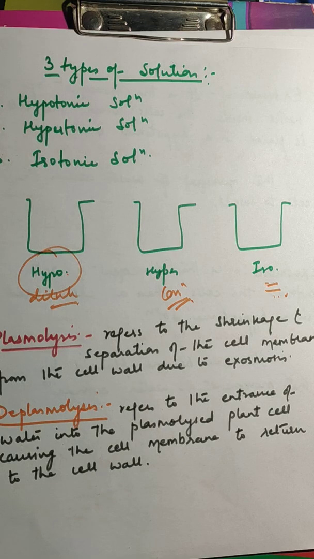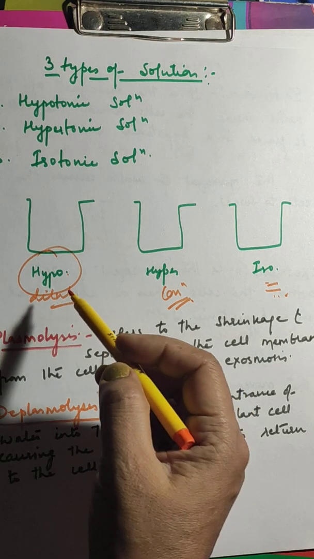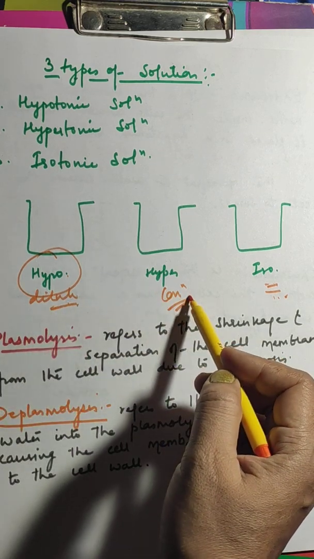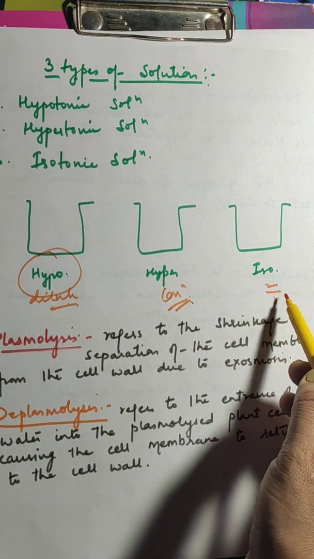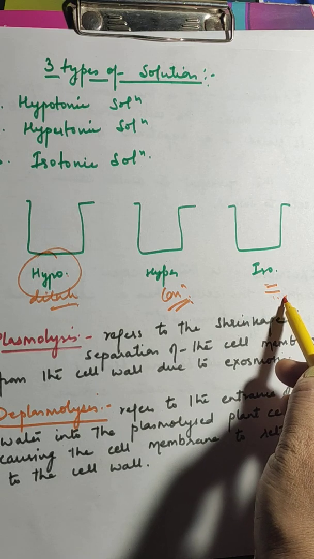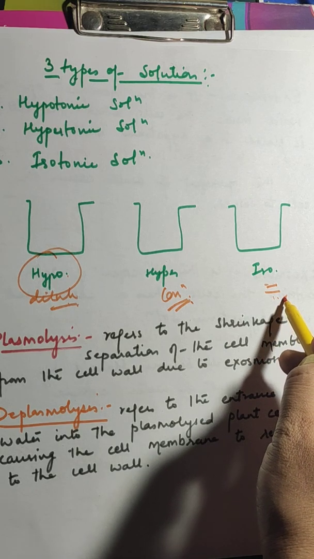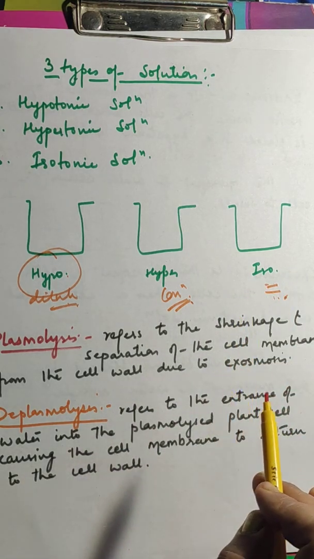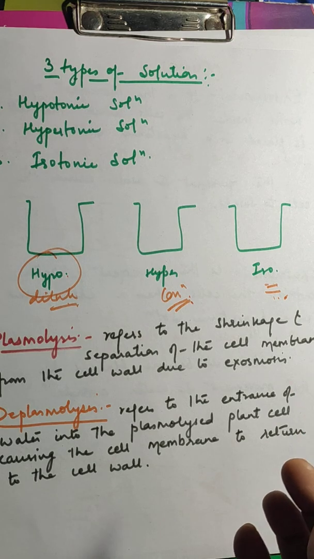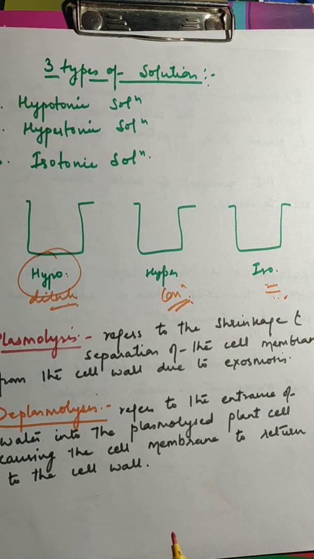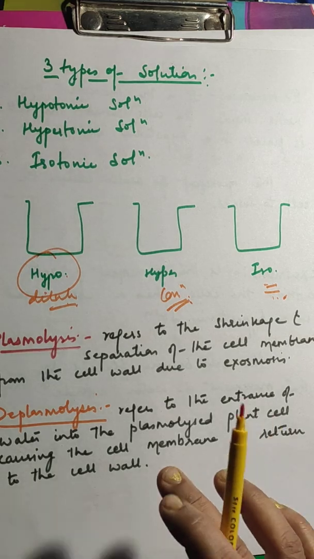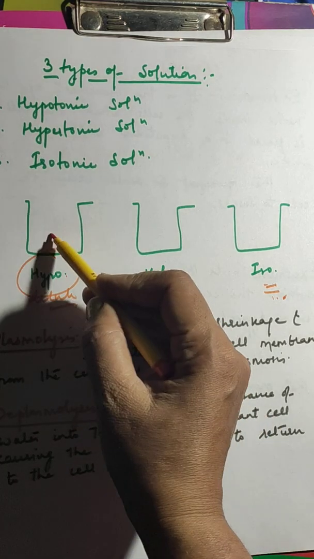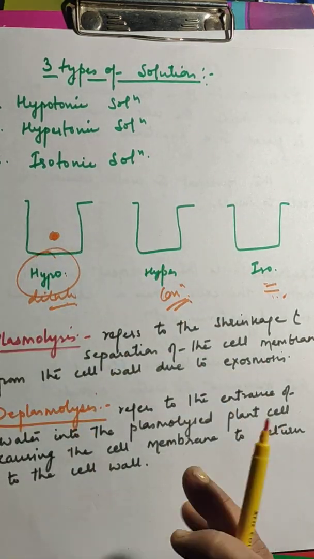So this is the difference between them. Hypotonic solution is always like water. Hypertonic solution is always a sugar solution or saline solution. And isotonic has equal amounts of solute as well as solvent. Even when you place any cell in an isotonic solution, there is no change in the cell. Now the question arises, what will happen to a cell when placed in a hypotonic solution?